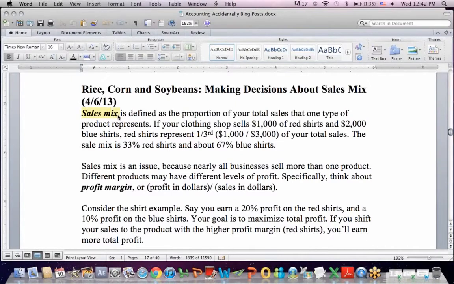And first of all, for starters, sales mix is defined as the proportion of your total sales that one type of product represents. So for example, if your shop sells 1,000 red shirts and 2,000 blue shirts, red shirts represents 1/3 of your total sales, or 1,000 over a total of 3,000. Or another way of saying it, because sales mix is normally shown as a percentage: 33% are red shirts and 67% blue shirts, and the sum of those percentages adds up to 100.